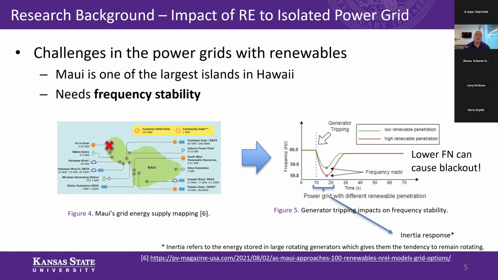As we know, traditional power systems rely heavily on large rotating generators, which provide inertia, the ability to resist sudden changes in frequency. However, as we integrate more inverter-based resources like solar and wind, we lose that rotational inertia. This chart on the right illustrates what happens when a generator trips in Maui.